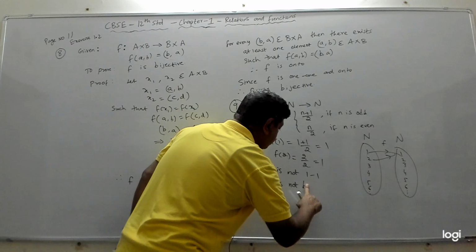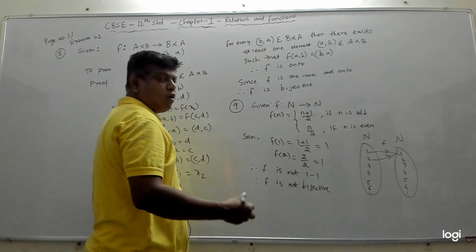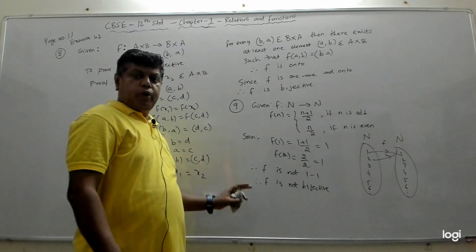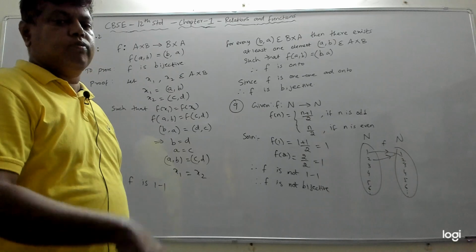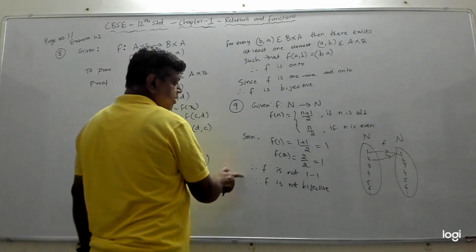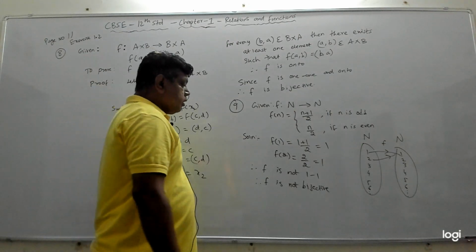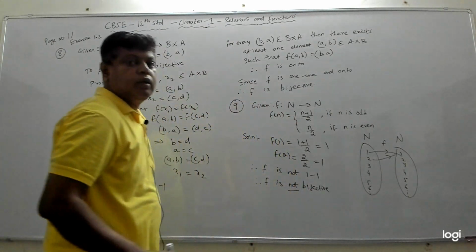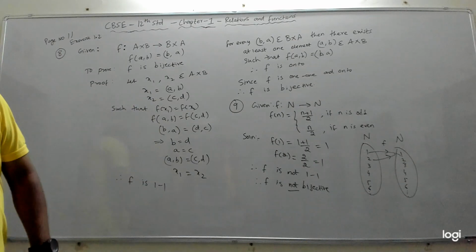We need not even check for onto. The moment it is not 1 to 1, then it is not bijective, because for bijective, it has to be both 1 to 1 and onto. Even if one of them fails, 1 to 1 or onto, we can say it is not bijective. Therefore, f is not a bijective function. So that's the proof for the 9th problem.